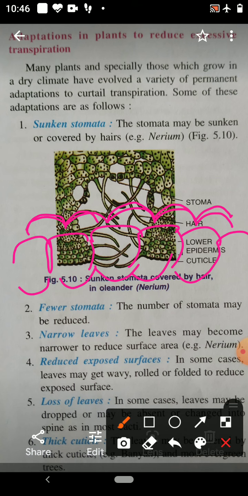So children, I explained what the adaptations in plants are that help the plant in reducing the rate of transpiration, in reducing excessive transpiration.